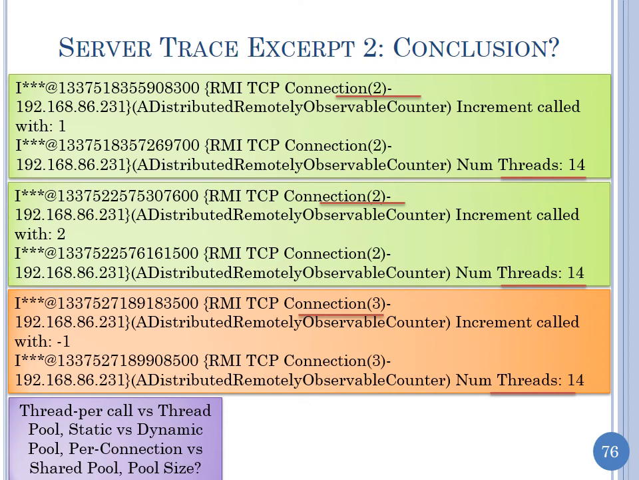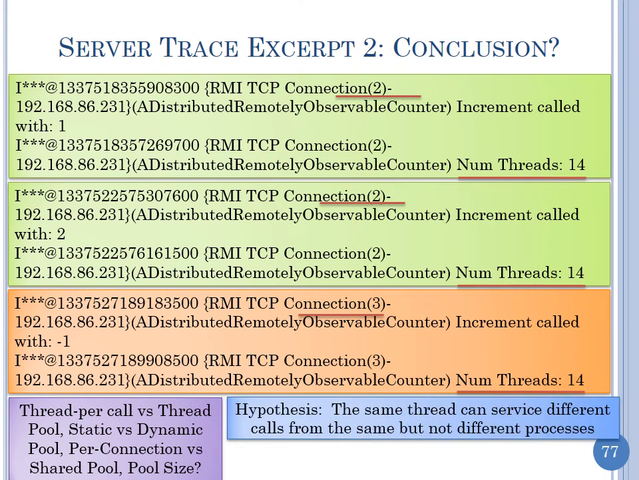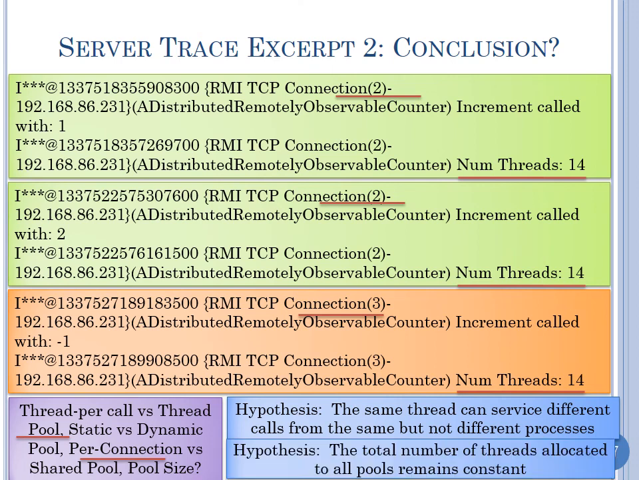So the question is, what kind of policy might be consistent with this? There may be multiple, and that's this new data. Again, this is a hypothesis, assuming a constant mapping between toString and thread, we see that the same thread can service different calls from the same process but not from different processes. So we see that it's a pool, and it may be per connection, because we haven't seen the same thread being used for calls from different processes.